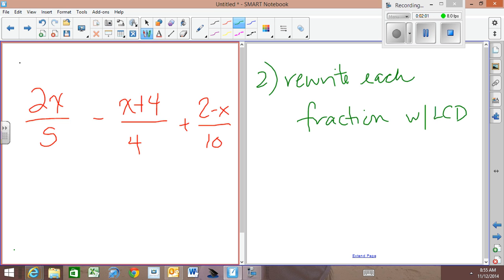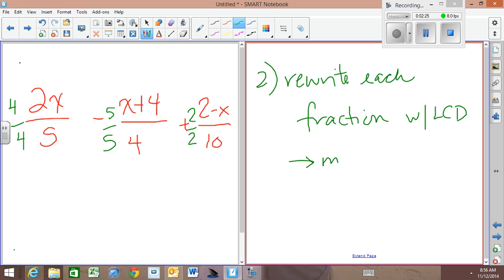So if I'm trying to get each denominator to be 20, my first fraction has to get multiplied by 4 over 4. Remember, you can't just change the denominator, you have to change the numerator too. My middle fraction has to get multiplied by 5 over 5, and my third fraction has to get multiplied by 2 over 2. So one step in rewriting each fraction is to multiply by whatever you need to.